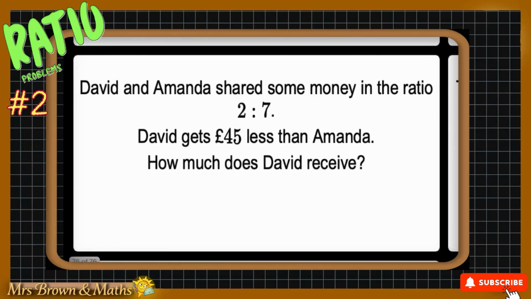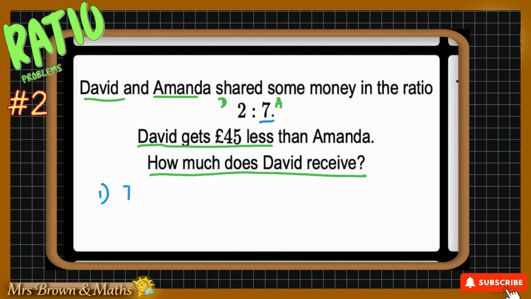Question 2. David and Amanda shared some money in the ratio 2 to 7. Because David in the task goes first, 2 in our ratio is for David and 7 for Amanda. We're told David gets £45 less than Amanda. How many shares less does he get? That is our first step. 7 minus 2 is 5.